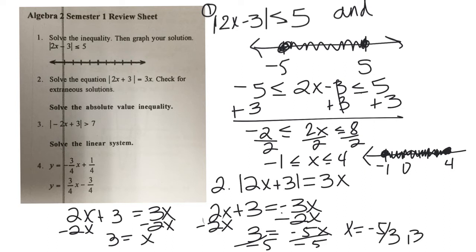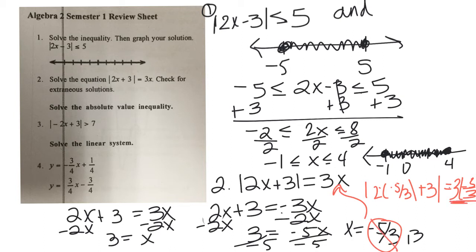So when we come back, we look at the problem. If we take negative 5/3, and if we plug that in here, we get the absolute value of 2 times negative 5/3 plus 3 equals 3 times negative 5/3. That means the absolute value is always going to come out positive, and it can't equal this negative here. So the negative 5/3 is extraneous.